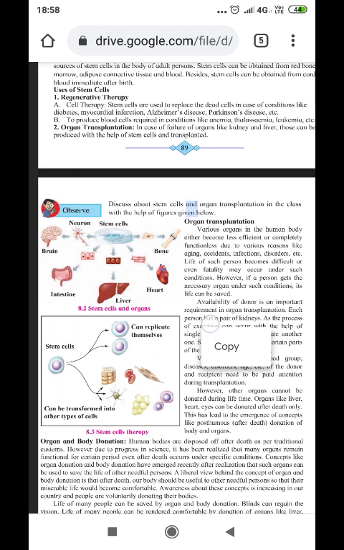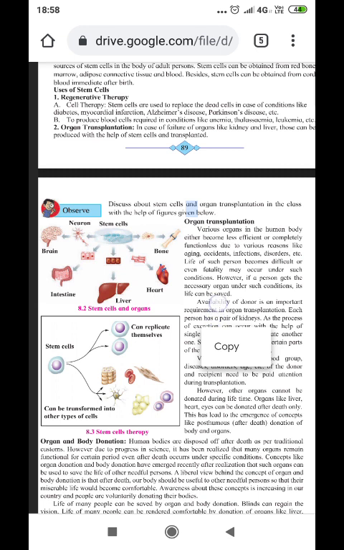Cell therapy. Stem cells are used to replace the dead cells in conditions like diabetes, where the pancreas does not function properly. Then myocardial infarction, or heart attack, where the heart does not function properly. Then the third was Alzheimer's disease, in which the memory power becomes very weak. And then Parkinson's disease, in which shivering of parts of the body takes place.